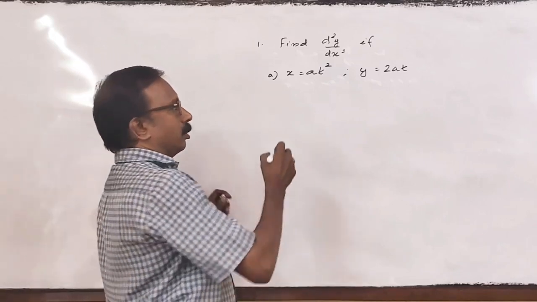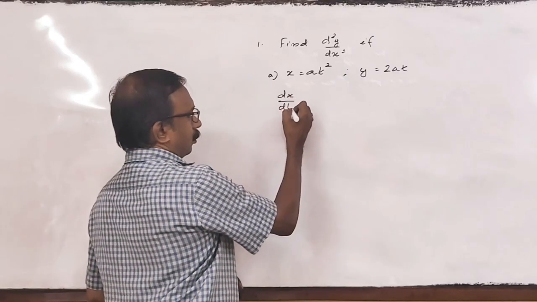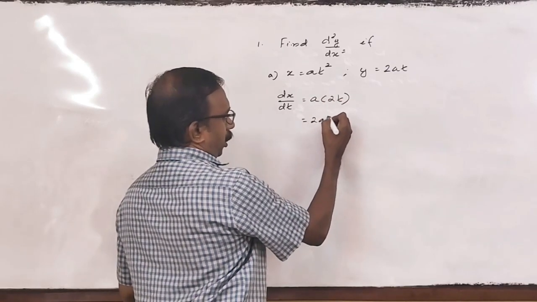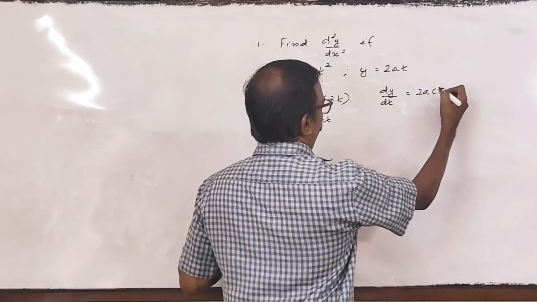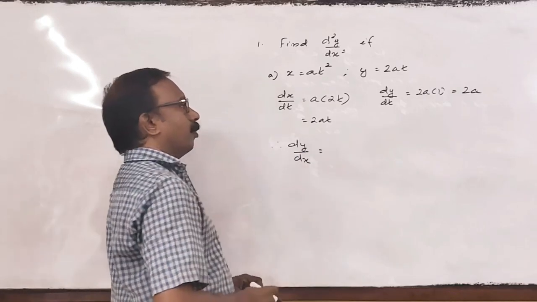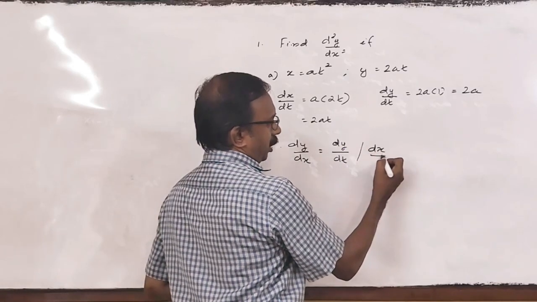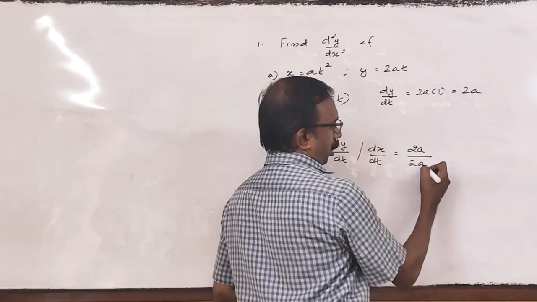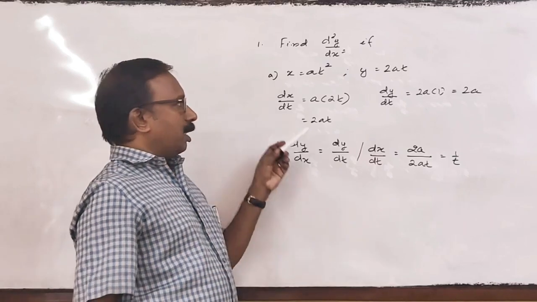The derivative of x with respect to t, dx by dt, is equal to a into 2t, that is 2at, and dy by dt is 2a into 1, that is 2a. dy by dx is equal to dy by dt divided by dx by dt, that is 2a divided by 2at. So we get 1 by t. That way we have studied in the parametric function.